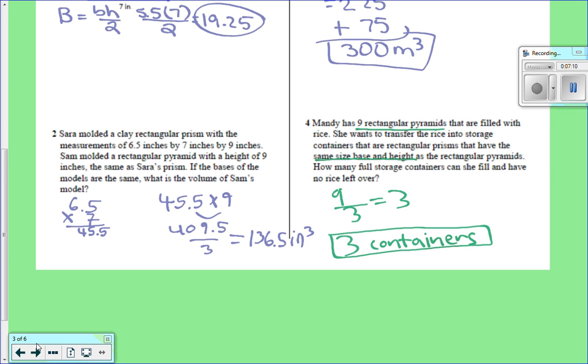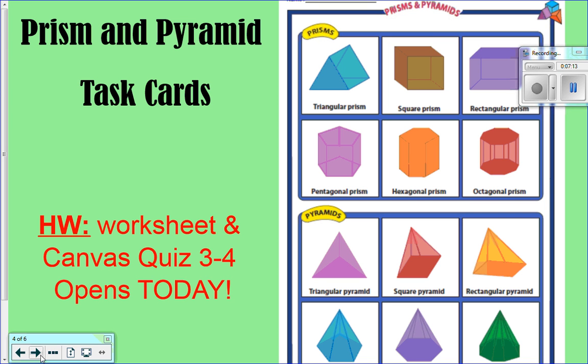Alrighty. So we have 16 task cards for today on prisms and pyramids. So you're going to check your answers by turning them over. And if you have any questions, let me know. Your worksheet is on the back of your note. So if you get finished with your 16 problems, please begin on your homework.